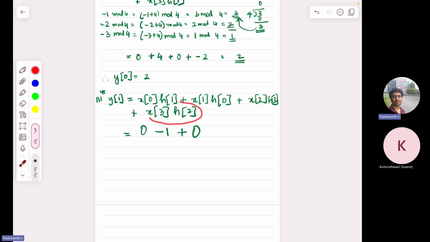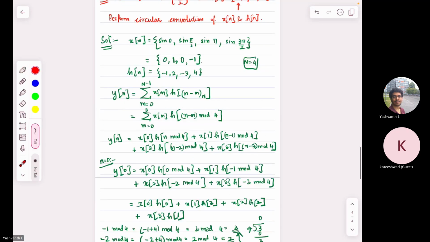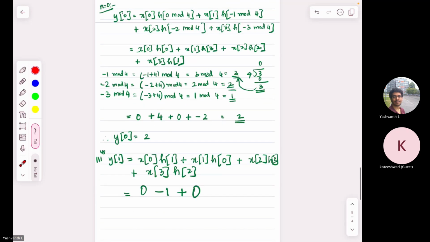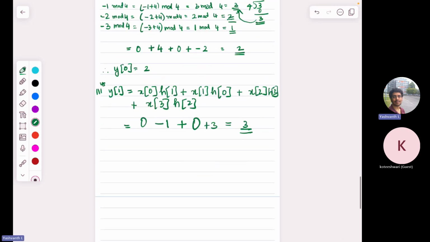Now, x of 3 into h of 2: minus 1 into minus 3 is plus 3. So y of 1 is equal to 3.